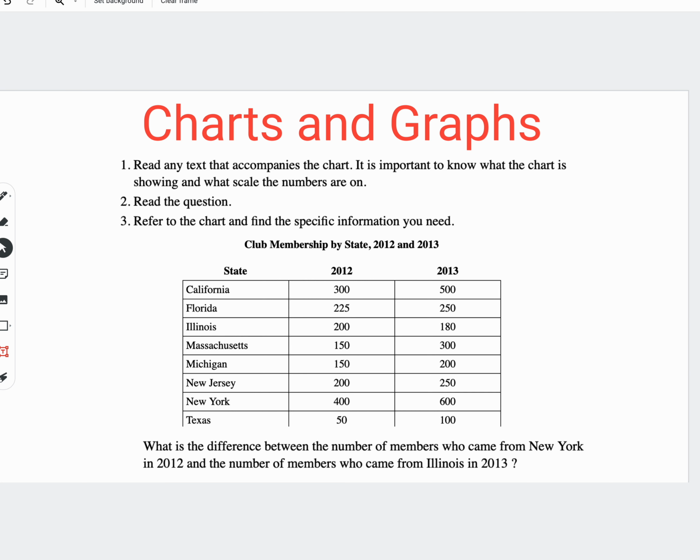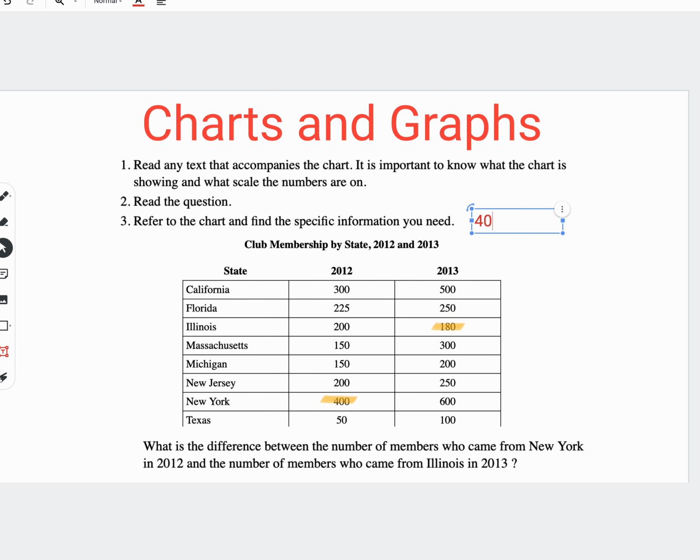What is the difference between the number of members who came from New York in 2012 and the number of members who came from Illinois in 2013? So we just need to look up two simple pieces of information here, then we can do a little bit of math, not much computation. So first, the number of members who came from New York in 2012 was 400. Second, the number of members who came from Illinois in 2013 was 180. Now we can subtract.